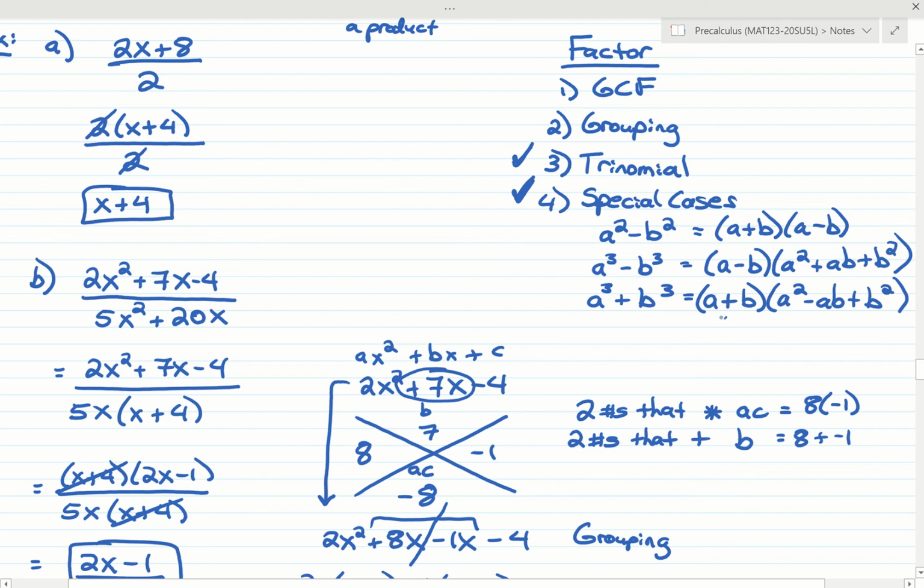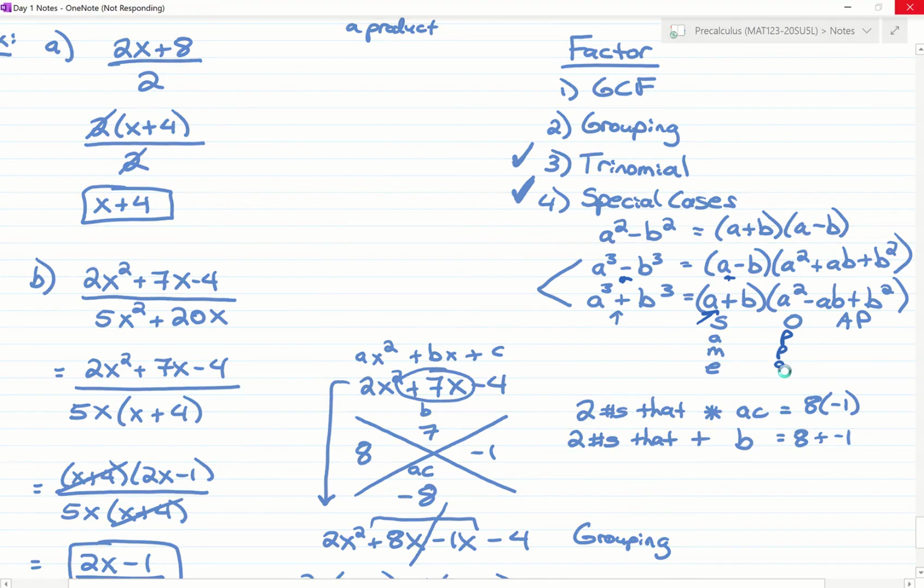Generally, I tell my students to remember SOAP. That tells you how to figure out what the signs are for the cubic factoring. S stands for the same sign. So like you can see, this is plus, so this is plus, minus, and minus. O stands for opposite.